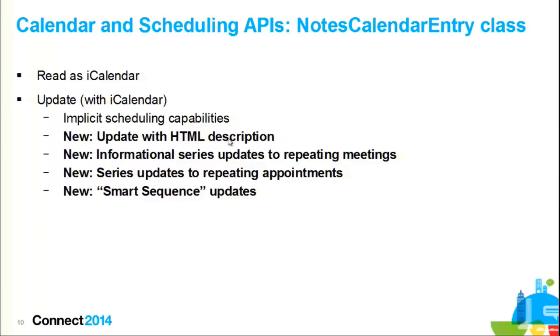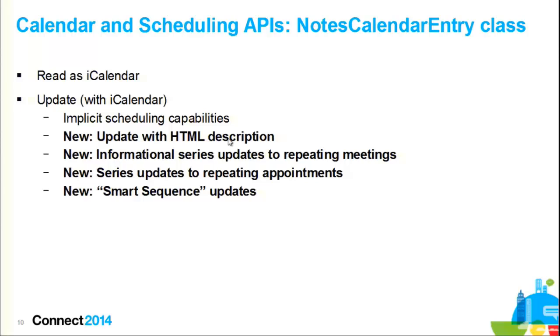I want to talk about the notes calendar entry class a little bit. So certainly you can read it as iCalendar. You can update it, and we're going to show both of these things in the demo in a second. Updating, very much like create, does allow implicit scheduling. And this is a lot more important for the update method, because an update may invite new attendees. It may remove attendees. It may add rooms. It may remove rooms. It might send reschedules. It might send information updates. It might cancel occurrences. So all those things are handled automatically. New in 901 again, update also handles the HTML description.